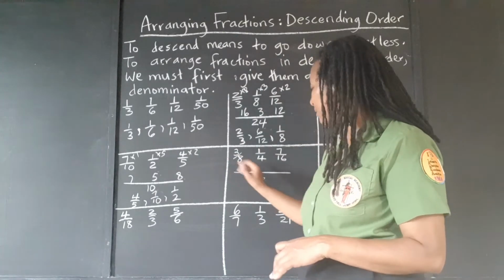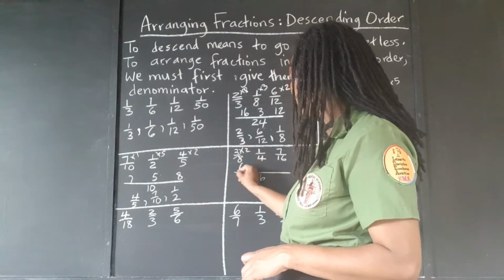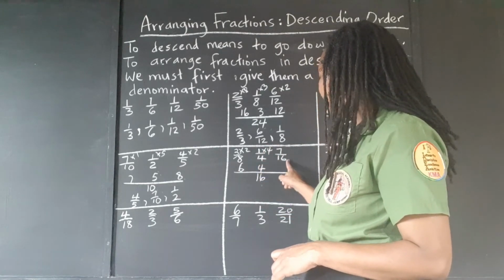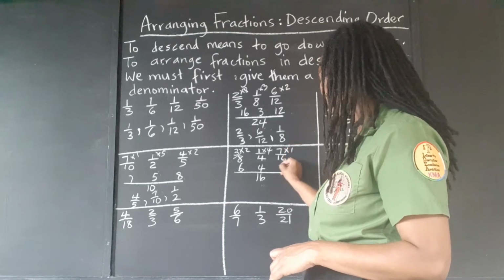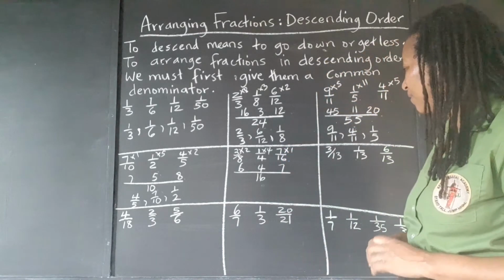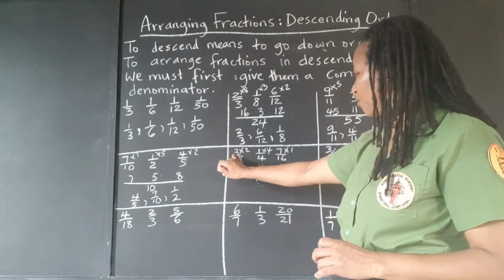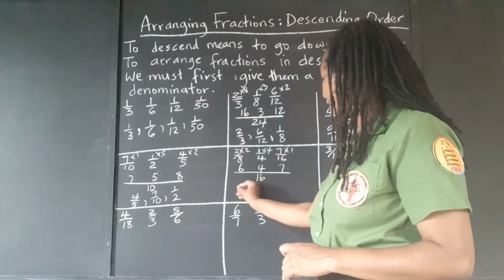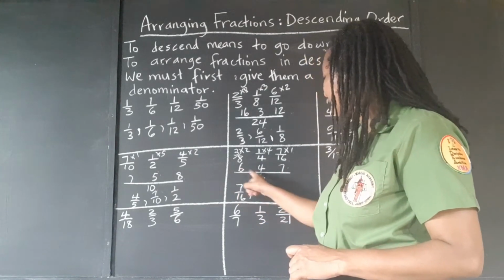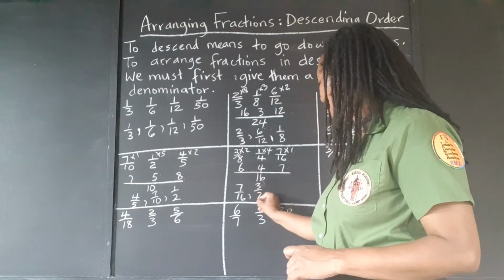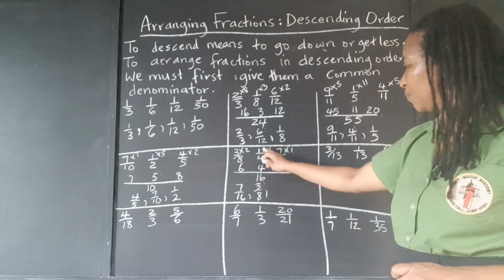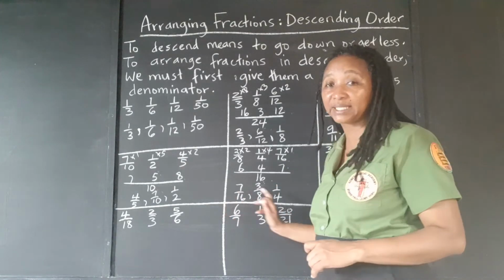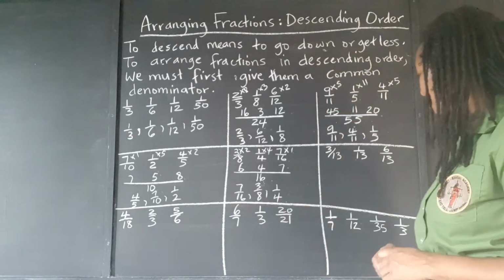8 goes into 16 2 times, 3 2 6. 4 goes into 16 4 times, 1 4 4. 16 goes into itself once, and 7 ones are 7. From these equivalent fractions, equivalent to the original fractions, we see that the biggest one is the 7/16, followed by the 6/16, which is equivalent to the 3/8, followed by the 4/16, which is equivalent to the quarter. So in descending order from greatest to least, this is how we arrange them.